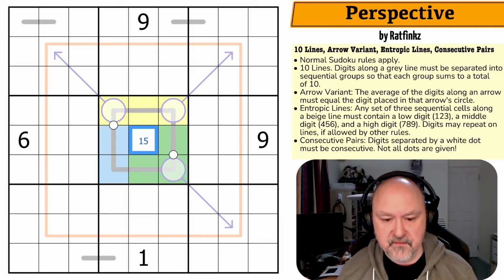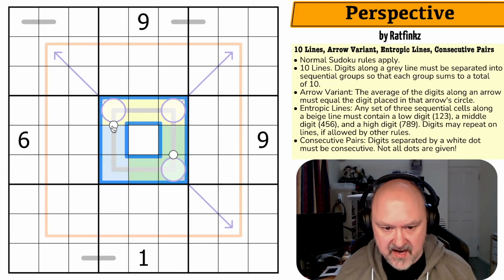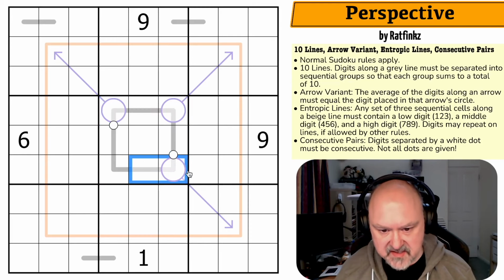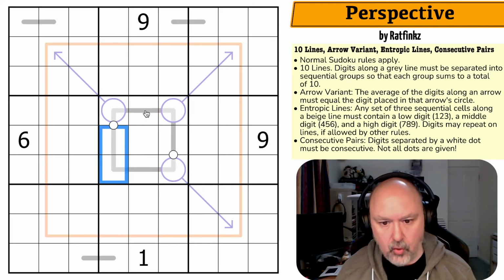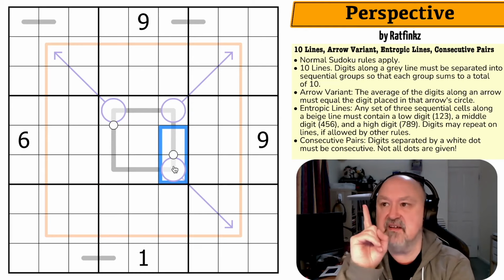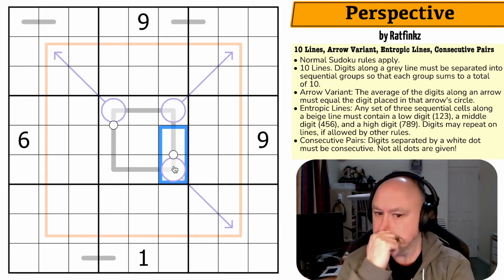And while I can put 15 in there with center pencil marks, that is not a digit from 1 to 9. So that doesn't work. So I can never have a 3-length 10 line. So there's either a 10 line here, or here, or here. That could be a 10 line. No, it can't. 2 consecutive digits cannot sum to 10.